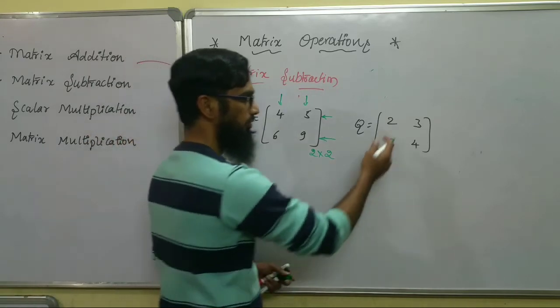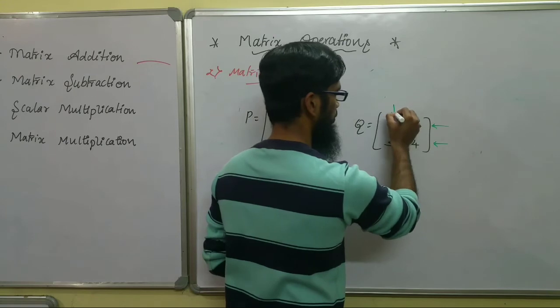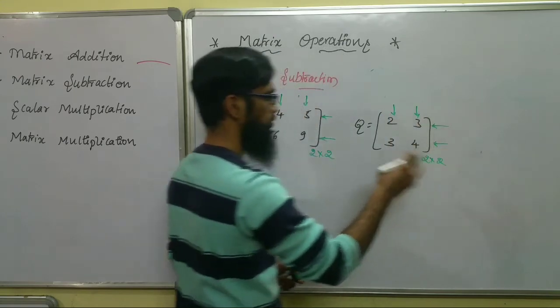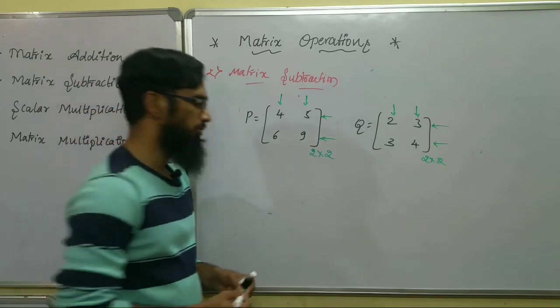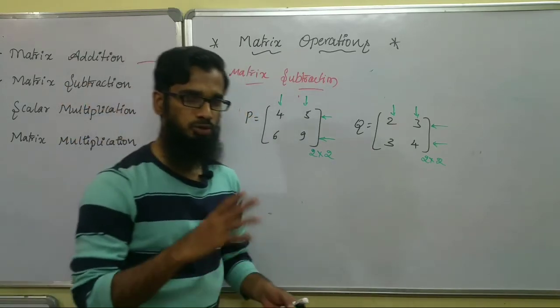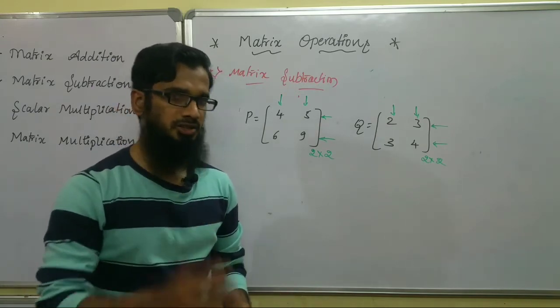Again I'll go for the Q matrix here. Again you can see 2 rows will be there, and 2 columns here. So I can write it's a 2 cross 2 matrix, 2 rows and 2 columns. Now I compare this 2 cross 2 and 2 cross 2, both are the same, means the order is the same for both P and Q. So the matrix addition or subtraction is possible.